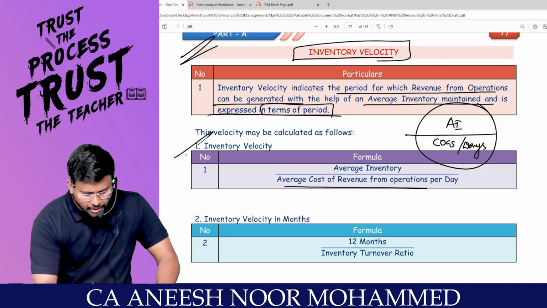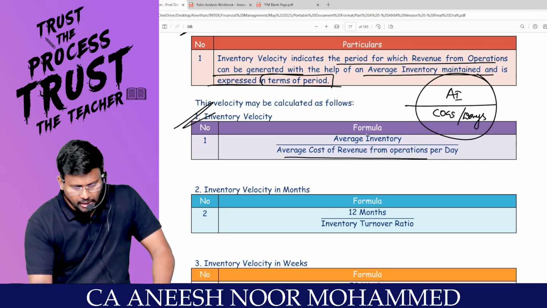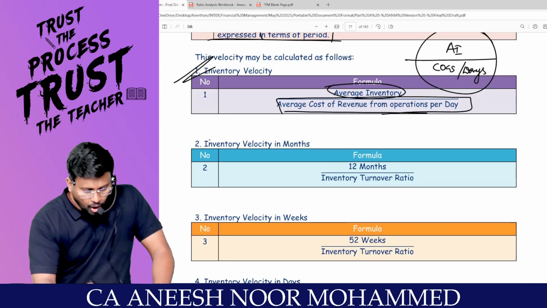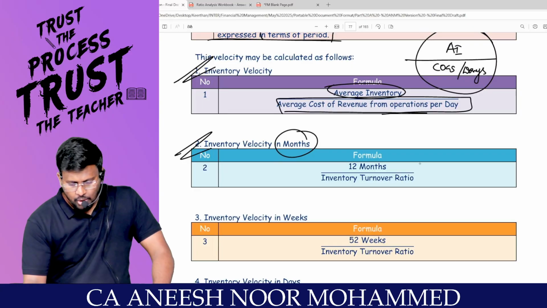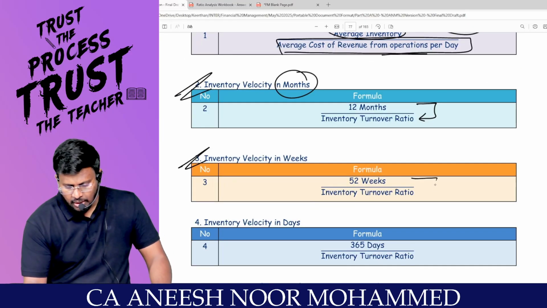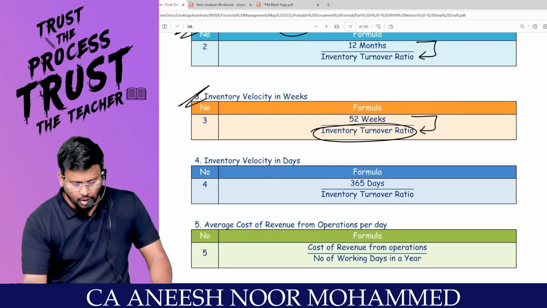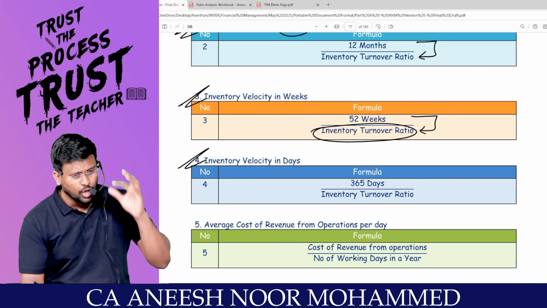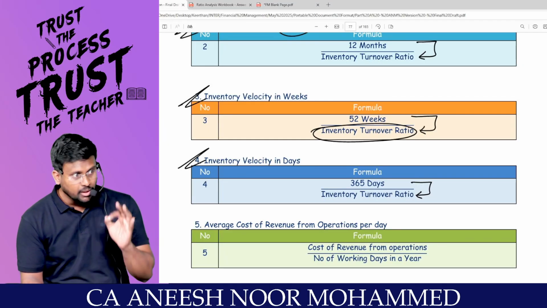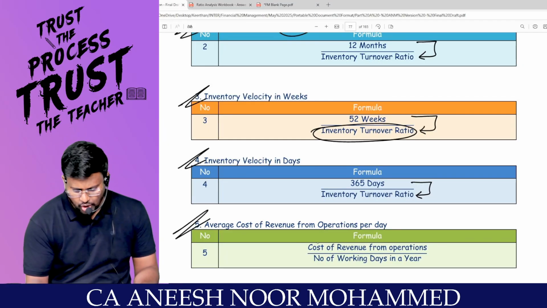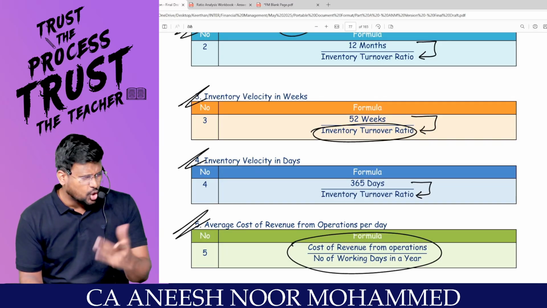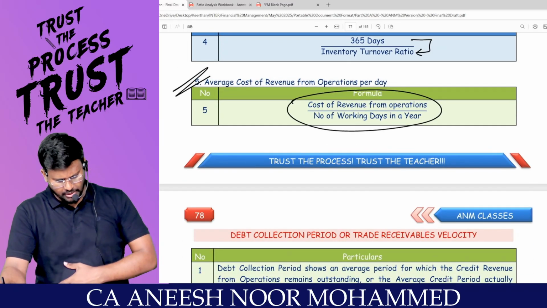Sir, this can be found out. Inventory velocity can be found by average inventory divided by average cost of goods sold per day. Or inventory velocity in months means 12 months divided by inventory turnover ratio. In weeks means 52 weeks divided by inventory turnover ratio, right, sir? Inventory velocity in days means 365 days divided by inventory turnover ratio. Average cost of goods sold per day means COGS divided by 360 days or number of working days in a year. Are you all really with me?